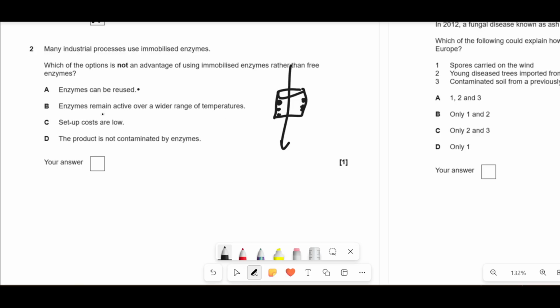Setup costs are low. Well, no, it's quite expensive to set that stuff up. It's way easier to just use a free floating enzyme. So it's probably C. And the product is not contaminated by enzymes. Well, that is an advantage.